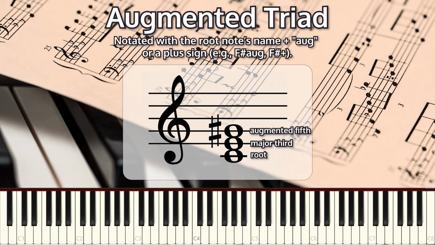An augmented triad consists of a root note, a major third, and an augmented fifth. Remember, an augmented fifth is enharmonically equivalent to a minor sixth. The abbreviation of an augmented chord consists of the root note's name and the word aug or a plus sign.